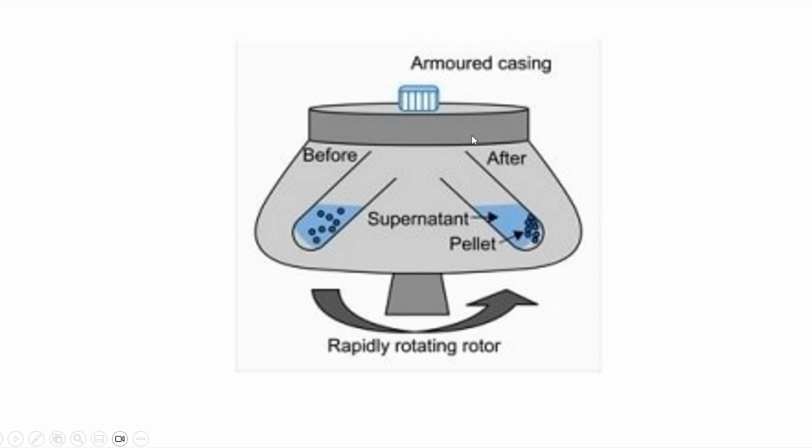Alright, so here's a bit of a situation. Before, it's just this supernatant. When it spins around, it's going to be collected at the bottom like that in a pellet. You see that? So that's called a centrifuge.